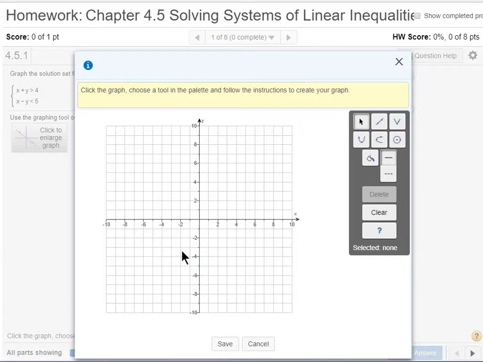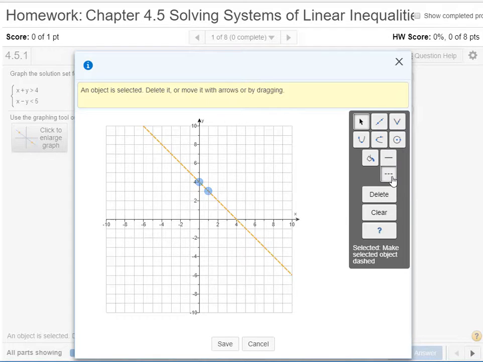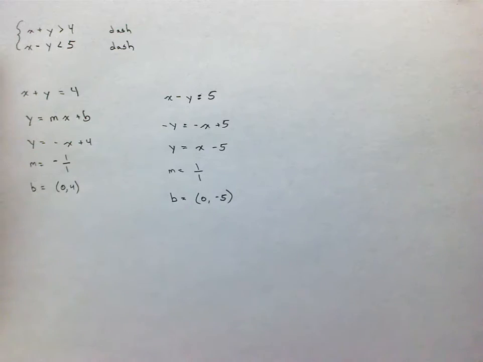So click to enlarge the graph, and now for my first one, my y-intercept was 4. Click on the line, and then my slope was negative 1. Okay, so I have my dash line. Now my next line, we'll do it one step at a time. Okay, so I have that graphed.